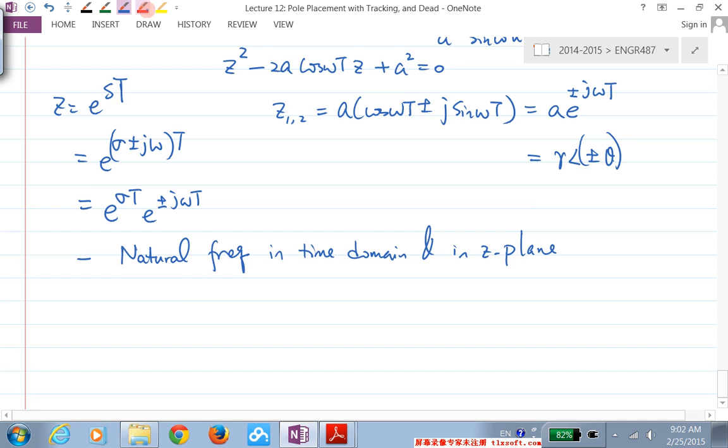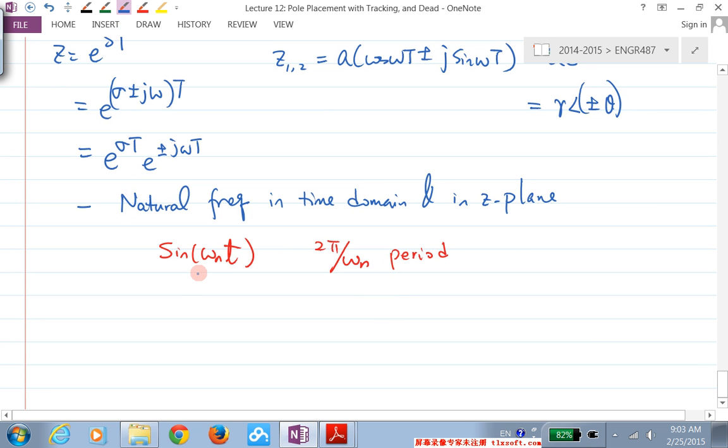I'll start with a very simple one here, sine omega n t. This is a sinusoidal function with a frequency of omega n. If the question simply asks you, what's the natural frequency of this signal? Then it's omega n. And the period is 2 pi over omega n. Instead of sampling, let's just call it the period here.